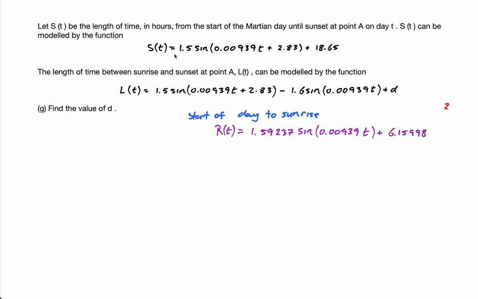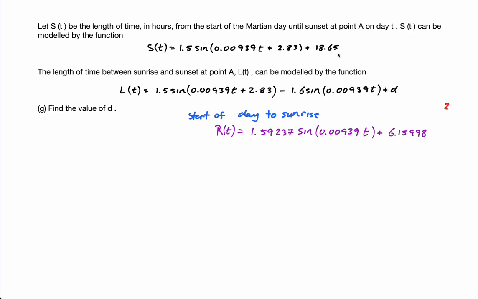But essentially what he's done is he's taken the model that's start of day to sunset and subtracted start of day to sunrise. So if you get the start of day to sunset and you subtract the start of day to sunrise, you get the time between sunrise and sunset. So it's essentially this S of t minus R of t will give me L of t. So L of t is S of t minus R of t, which gives me this minus this, again rounded to 1.6, plus some d.